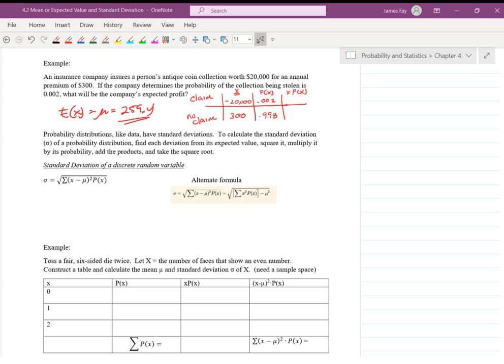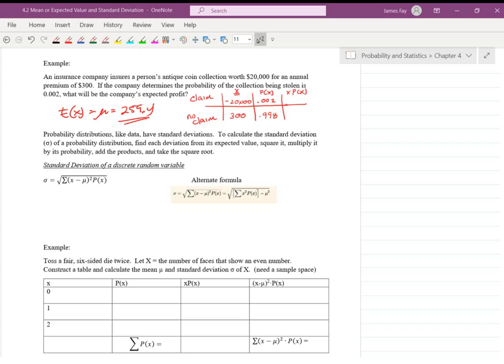But over the long run, with more and more people having the same policy, the insurance company can estimate, or expect, I guess is a better word, that they're going to make, on average, $259.4 off of each policy that they insure having this $20,000 claim requirement. Does that make sense? Okay, so that's what we talked about yesterday.